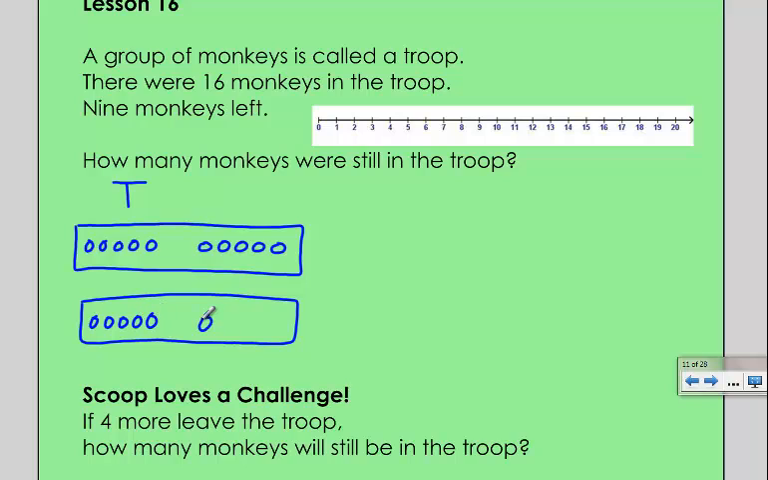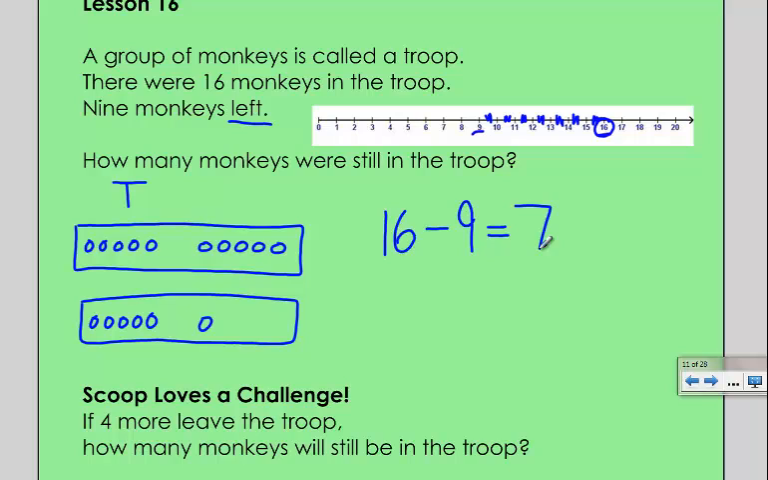So that's my 16 in my troop, and since 9 of them left, Monkey told me that keyword leave means we're going to subtract, we're going to take away. Now, there's a couple different ways I could do this. So I've got my subtraction sentence, and really subtraction is just a difference. I need to know how far apart 9 is from 16. So I could count up. 1, 2, 3, 4, 5, 6, 7. Since 16 is 7 numbers away from 9, I think my answer might be 7.